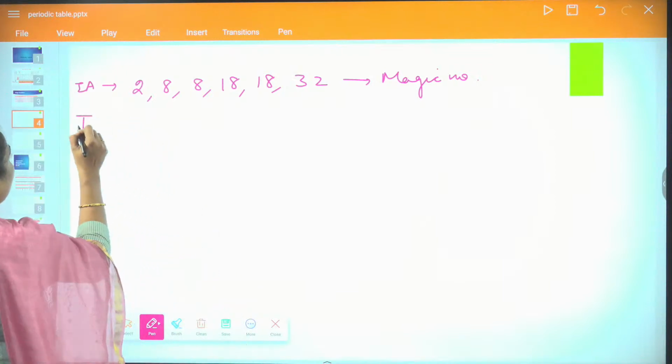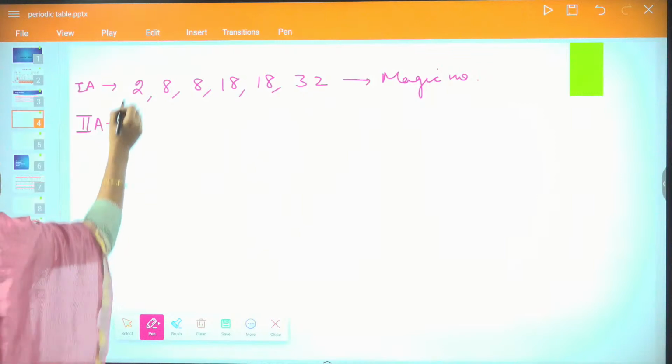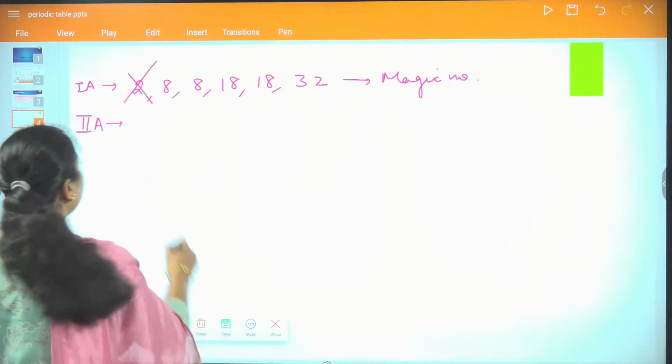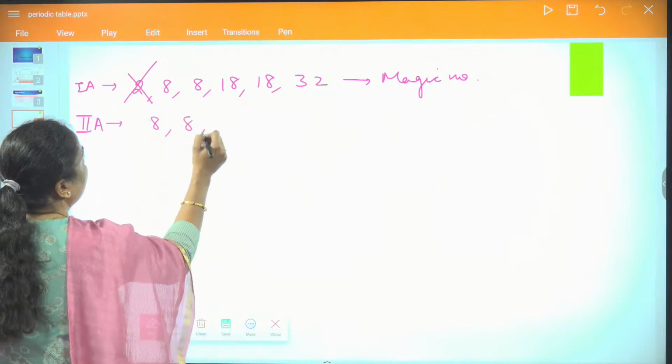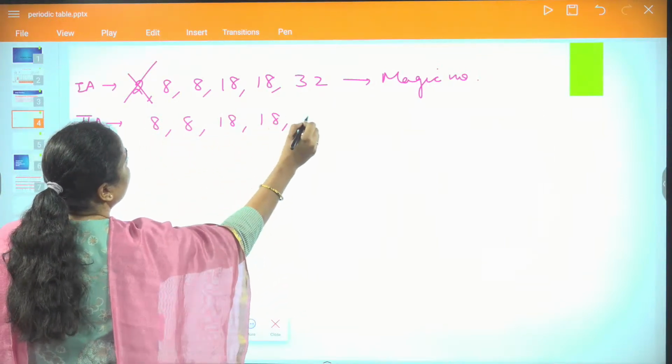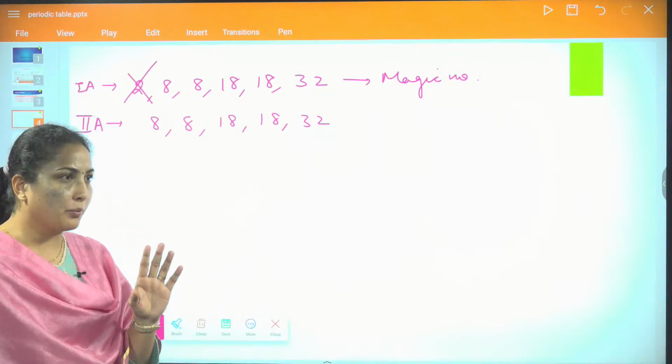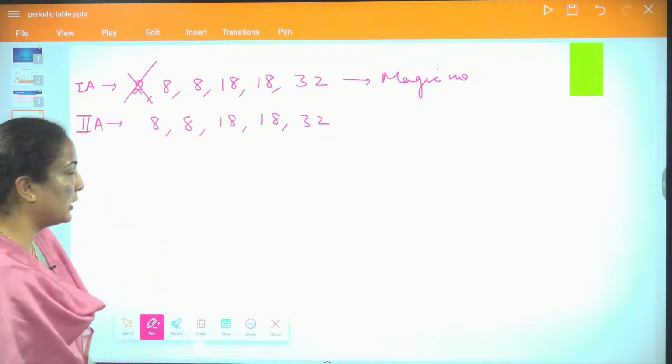Now, when I move to 2A, or group 2, what I'm doing is cutting off the 2 which is there. So what comes now? 8, 2 times 8, 18, 18, 32. That is the magic number for 2A, or the second group. That means beryllium, magnesium, that particular family.